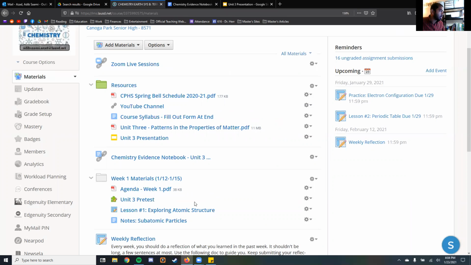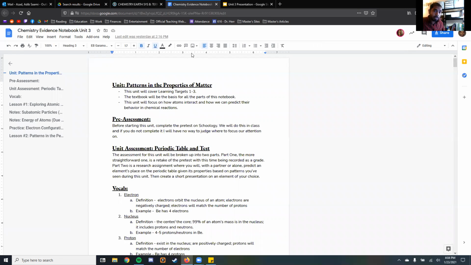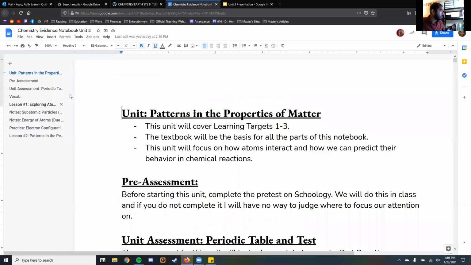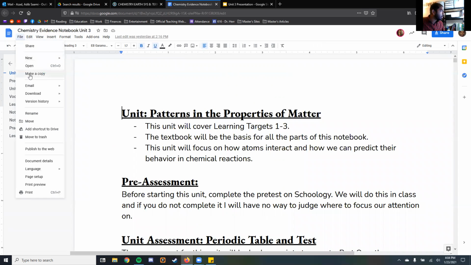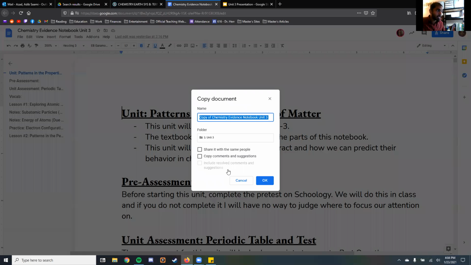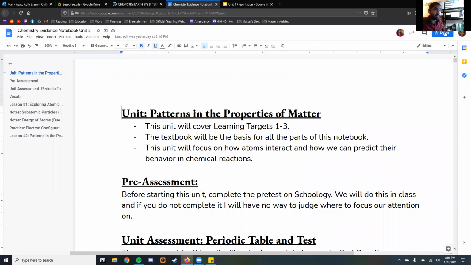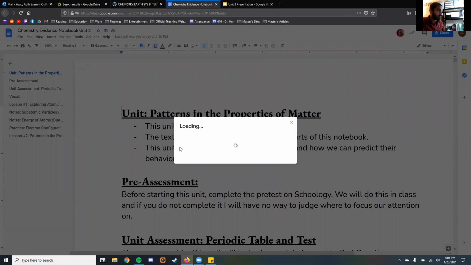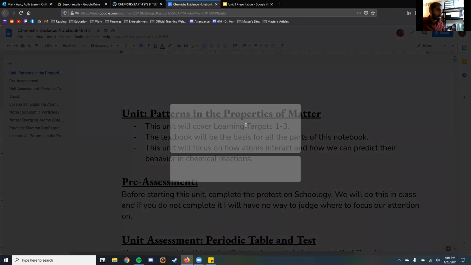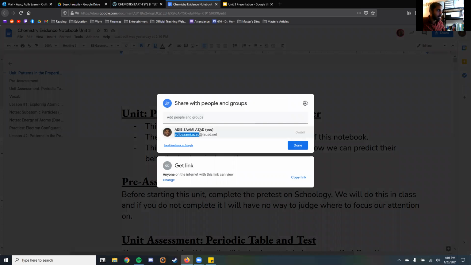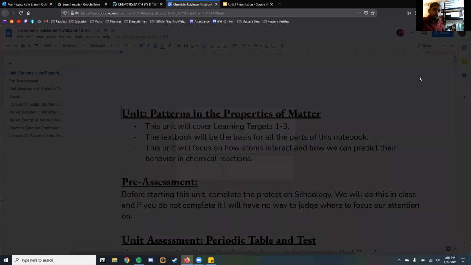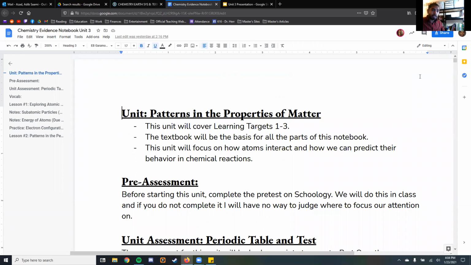And look at the agenda. After we had gone through the syllabus, I talked to you about your chemistry notebook. Same deal like last time. Let me zoom in here. I wanted you to make your own copy. You have mostly done that. And then share it to my email. My email is, I'll put it up right here. There it is, adibsami.azad@leust.net. Once you have done that, I can now grade your work.